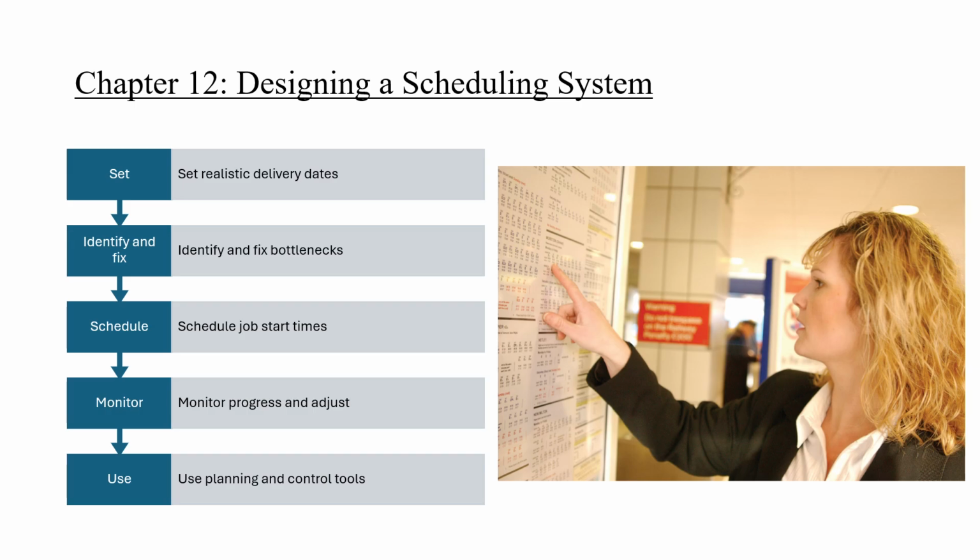Now that we have our production plan, our suppliers, and our costs, we must plan the schedule of when we can finally make product delivery. When designing a scheduling system, start by setting delivery dates that match your availability and customer needs. Next, identify any bottlenecks or parts of the process that could slow you down and work to fix them. Then, plan when each job should start using simple scheduling rules. It's important to keep an eye on progress and make changes if things fall behind. I recommend using planning tools or software to stay organized and keep track of the daily schedule process.